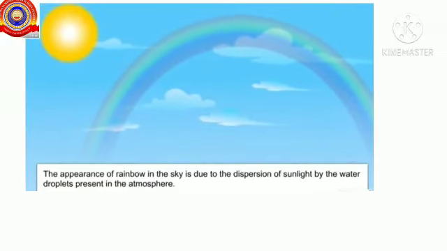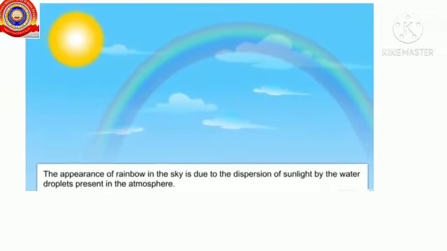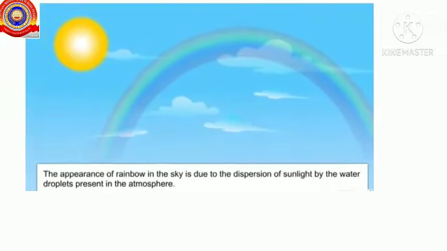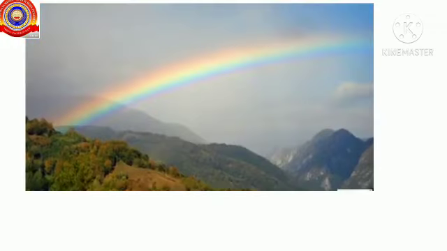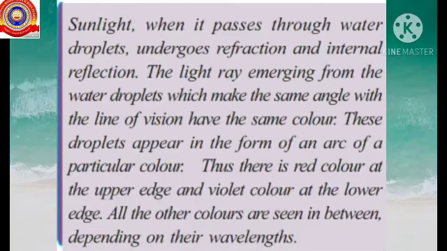The appearance of a rainbow in the sky is due to the dispersion of sunlight by the water droplets present in the atmosphere. So let's see once more how dispersion occurs when light passes through the droplets of water. Sunlight, when it passes through water droplets, undergoes refraction 2 times and internal reflection 1 time. The light rays emerging from the water droplets, which make the same angle with the line of vision, have the same color. These droplets appear in the form of an arc of a particular color.